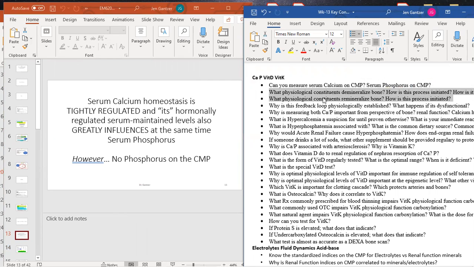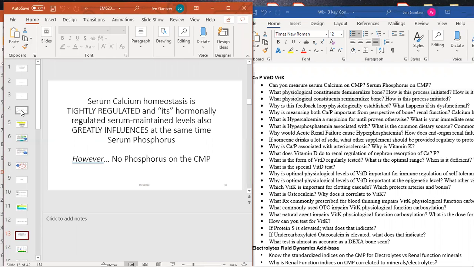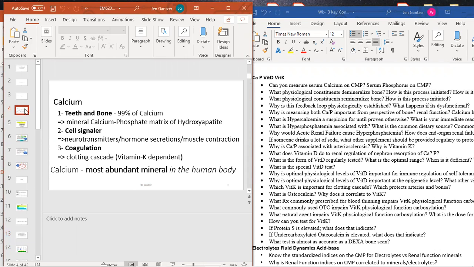So what physiological constituents demineralize bone versus remineralize bone? And then what are the control and regulatory mechanisms, as well as the stimuli? Under calcium and phosphorus regulatory mechanisms, it's first important to remember that the teeth and bone are a complex of calcium plus phosphate in a molecule matrix called hydroxyapatite.